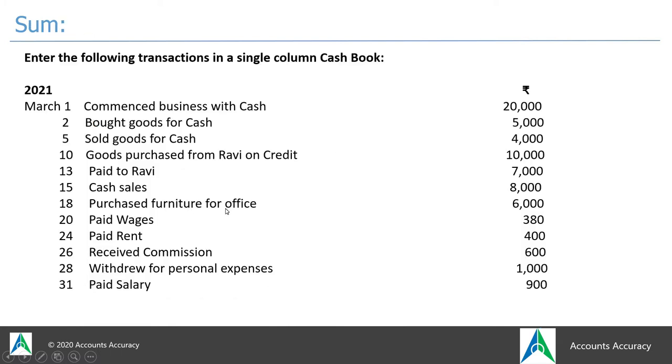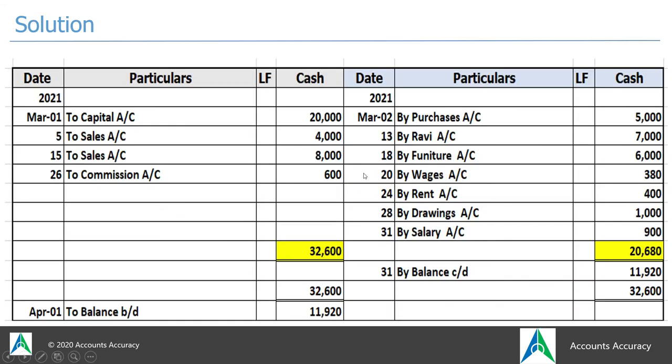Again, purchase furniture. Now purchased means cash has gone out. So it would be recorded at credit side. Buy furniture because furniture has been purchased. So reason is furniture. Buy furniture 6,000. Here we have not written purchases because it's not goods, it's furniture. Apart from goods, rest of the account is written whatever is purchased. So as furniture has been purchased, that's why we will write buy furniture 6,000 on 18th of March.